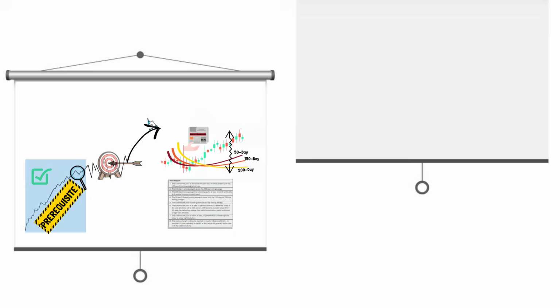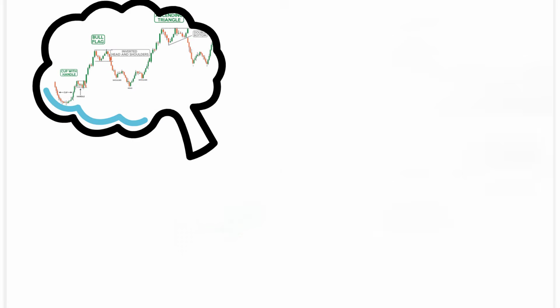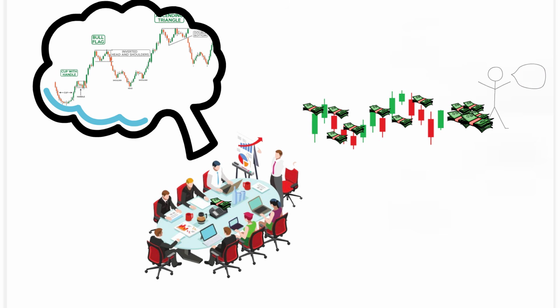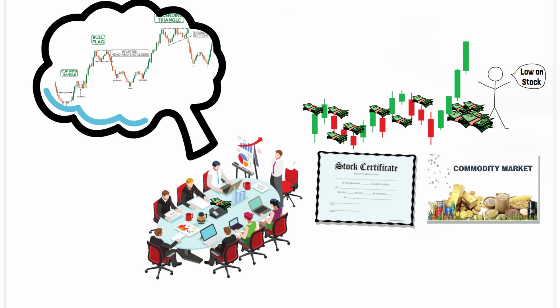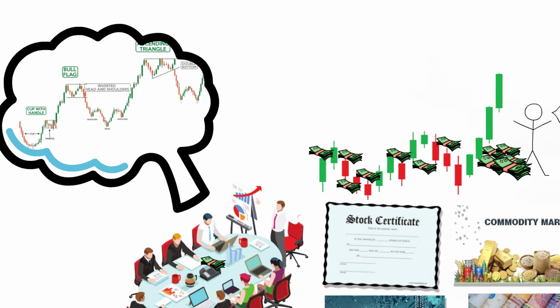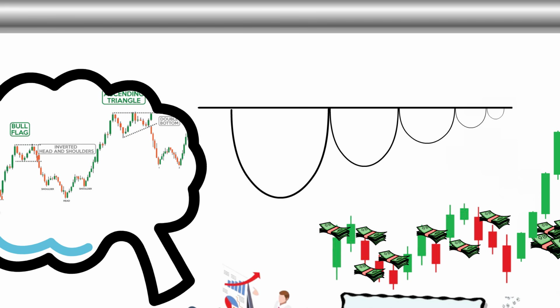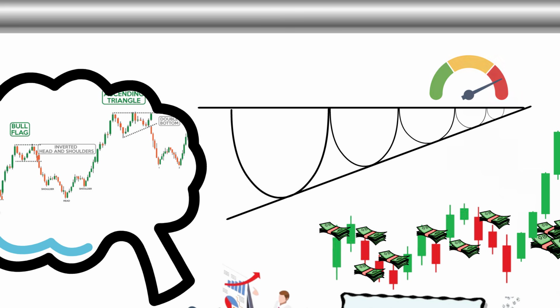The VCP isn't just about patterns, it's about psychology. It reflects the behavior of institutional investors accumulating shares over time, leading to a breakout when demand overtakes supply. It works in all trading instruments, including stocks, commodities, currencies, and cryptocurrencies. The pattern is characterized by a series of price consolidations, where each successive pullback becomes smaller. This tightening of price action reflects reduced volatility, signaling that selling pressure is diminishing.